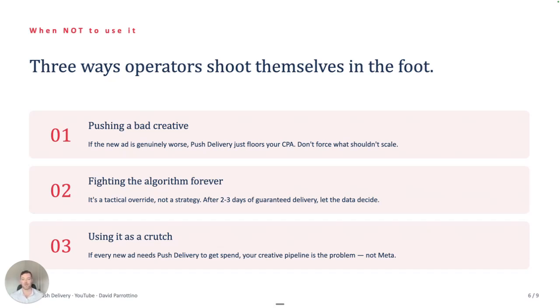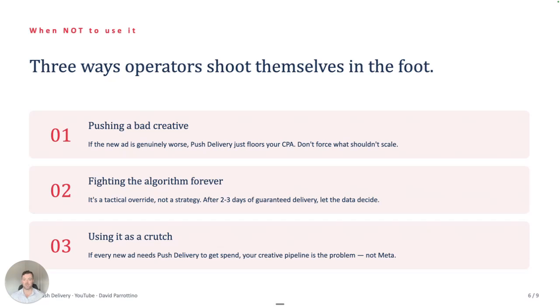Number 2 is fighting the algorithm forever. Again, this is a tactical override. This is not a fundamental, strong, long-term strategy. You're going against a $1 trillion company that has hundreds of billions of dollars invested in compute, in its algorithm, and it's better than you are as a human, I promise you.